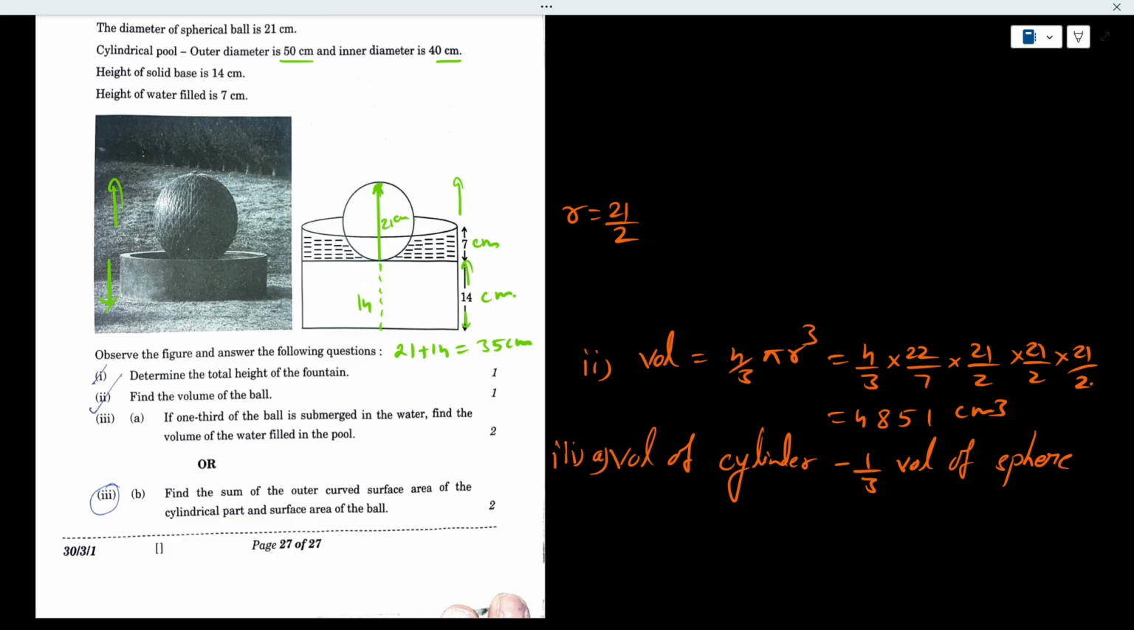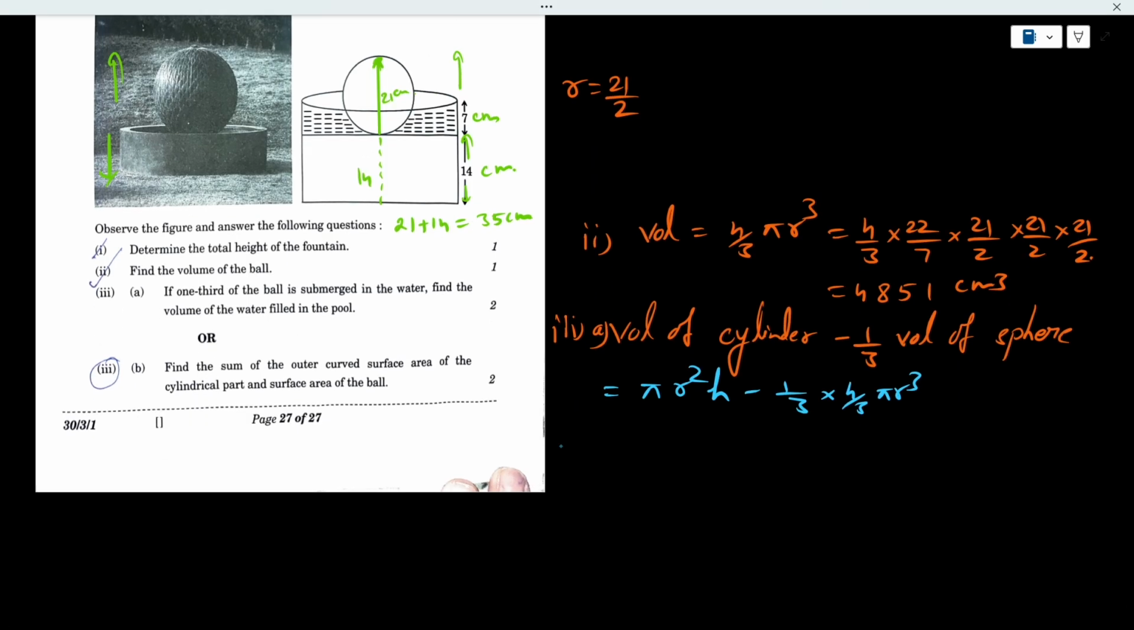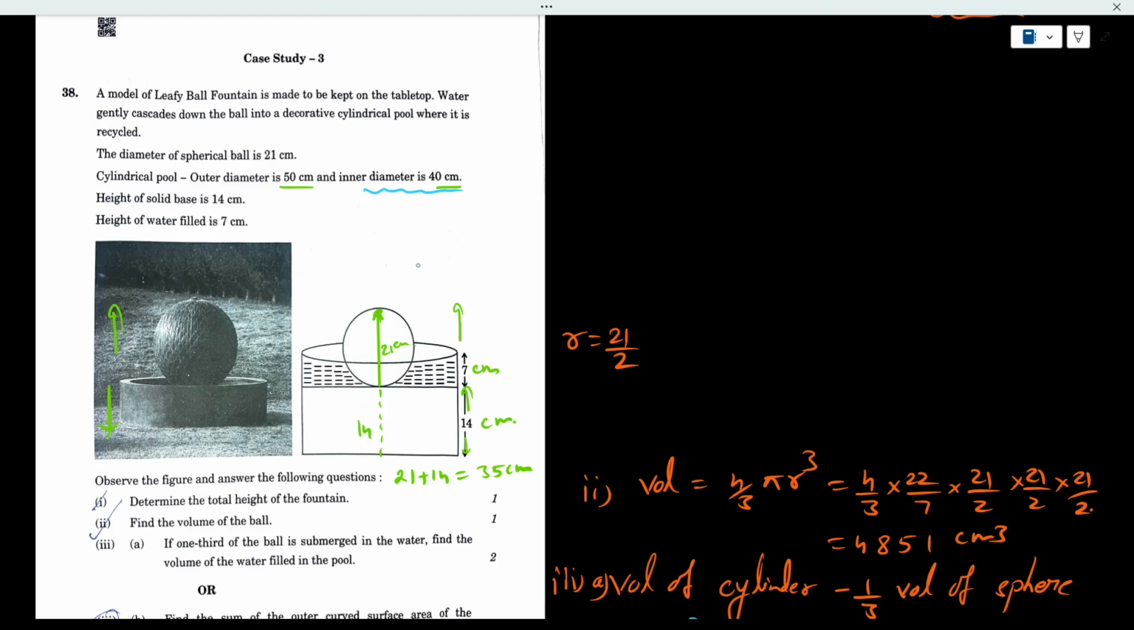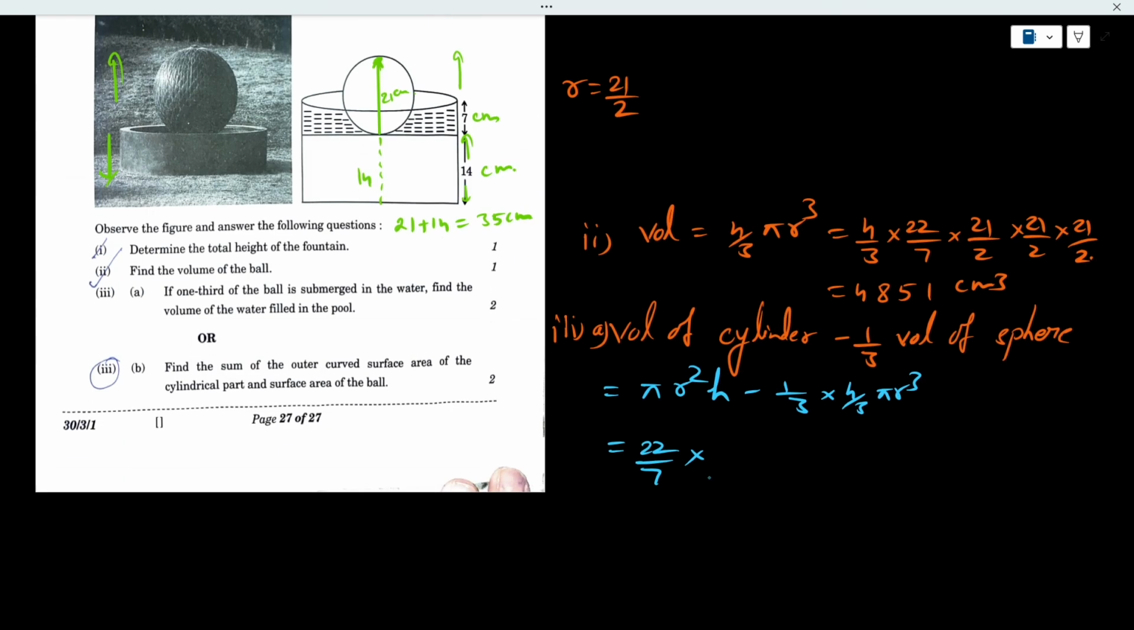So what can I take here? Pi r square h minus 1 by 3 times 4 by 3 pi r cube. You have already calculated the sphere volume in the second part. Here 22 by 7. Now you need to decide R. The inner diameter is 40 centimeter, so the radius is going to be 20 centimeter. We are not finding how much material is used, so the radius will be 20 square times the height of the water, which is taken as 7 centimeter, minus 1 by 3 times 4851.